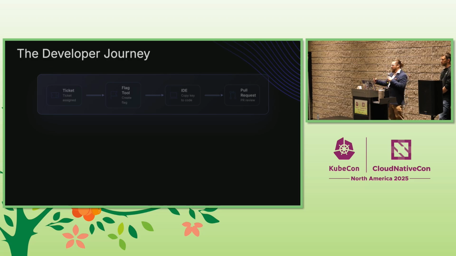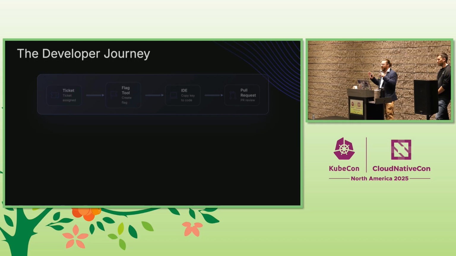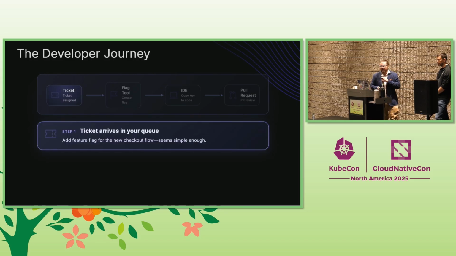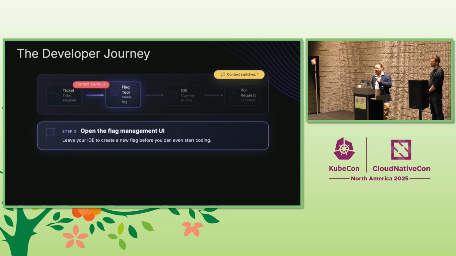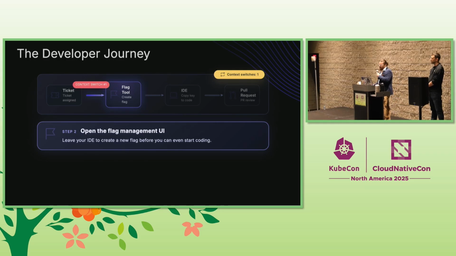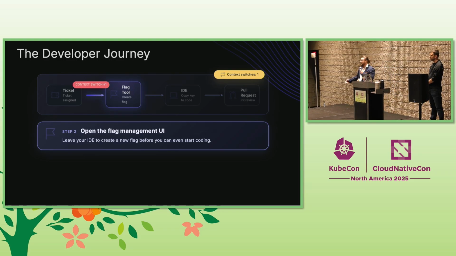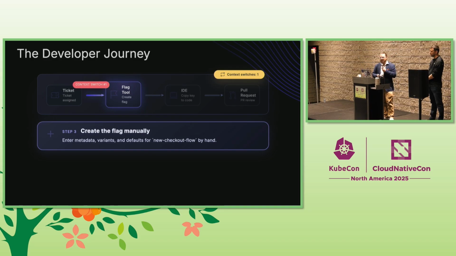So let's talk a little bit about the developer journey with feature flags today without feature flag driven development. Later, Michael's going to show us how we can solve this and make it more streamlined with feature flag driven development. So you get a ticket. The ticket arrives in your queue. It wants you to add a new feature flag for the new checkout flow. Seems easy, right? So first thing you do is you're going to leave your development environment. You're going to open your provider portal probably. That's context switch number one. You're going to start entering the metadata, the variants, and the defaults for this new checkout feature.